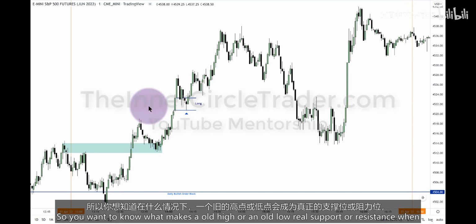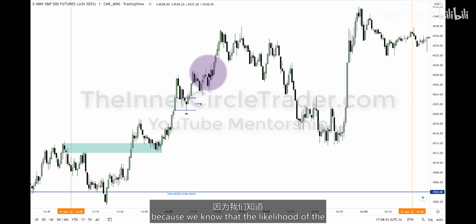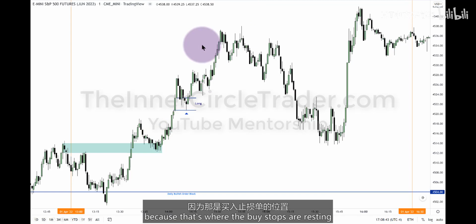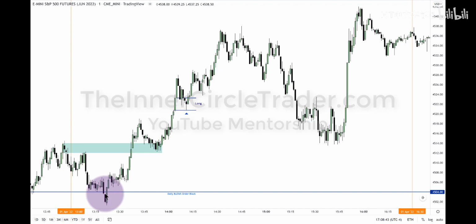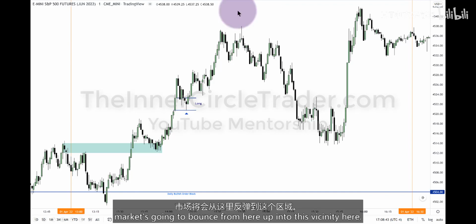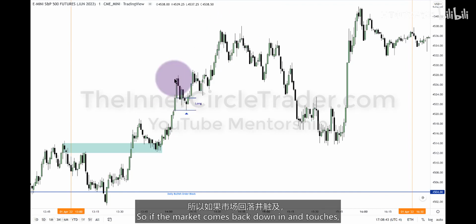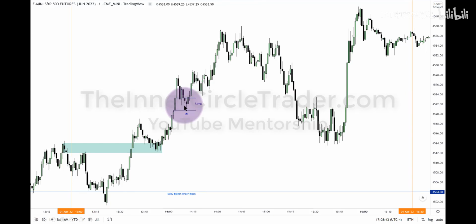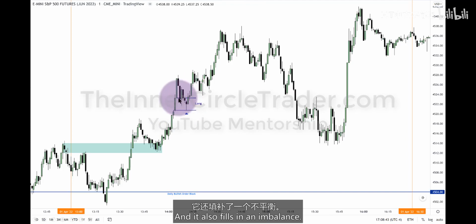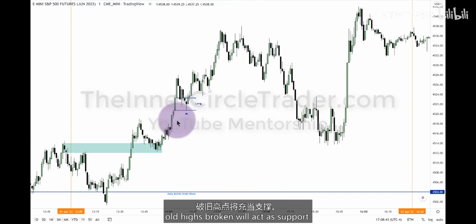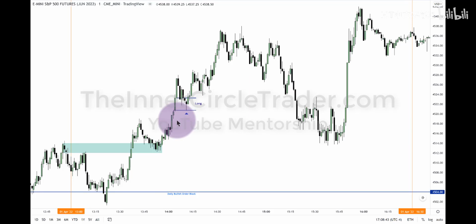So you want to know what makes an old high or an old low real support or resistance when you have the logic of what I'm framing here, because we know the likelihood that the market's going to draw up into this area here, because that's where the buy stops are resting above the marketplace when it hit the order block down here. So what we're saying is the market's going to bounce from here up into this vicinity here. If the market comes back down and touches, it could have touched this high here, but there's an old high to the left over here. You'll see it. It trades down and hits that, and it also fills in an imbalance. When you have that, old highs broken will act as support. So there's something for your notes.